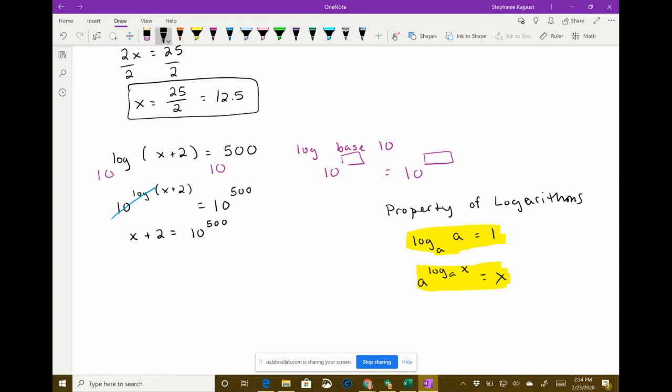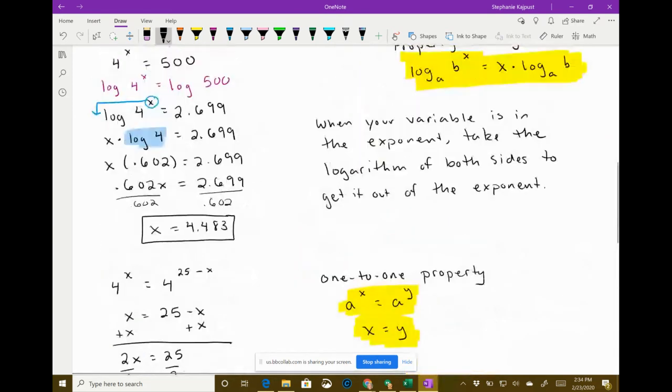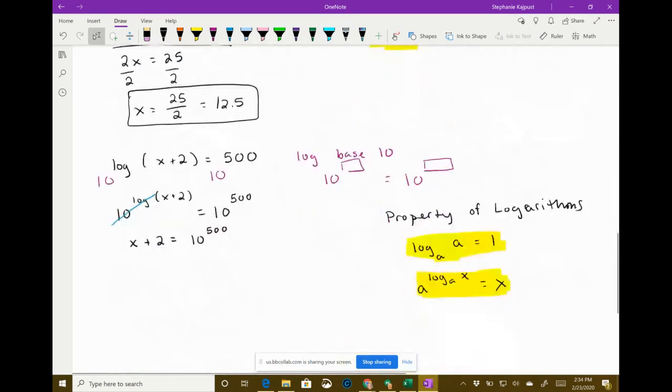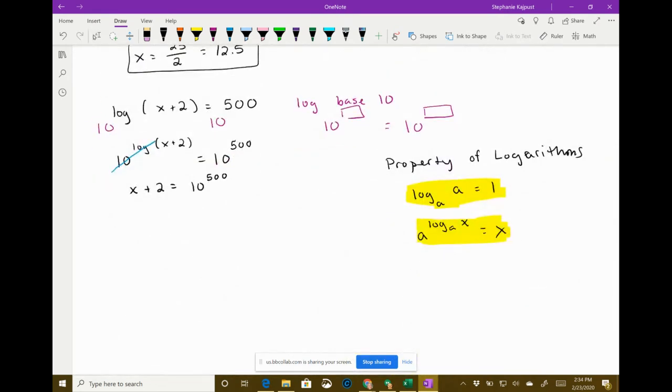So I'm starting with something with a log, and I want to get rid of that log, and so that's by taking exponents. So it's the reverse of what I did here, where I had something with the exponent and then I did the log on both sides. Here I have the log, so now I have to do the exponent on both sides. So I'm reversing the process.